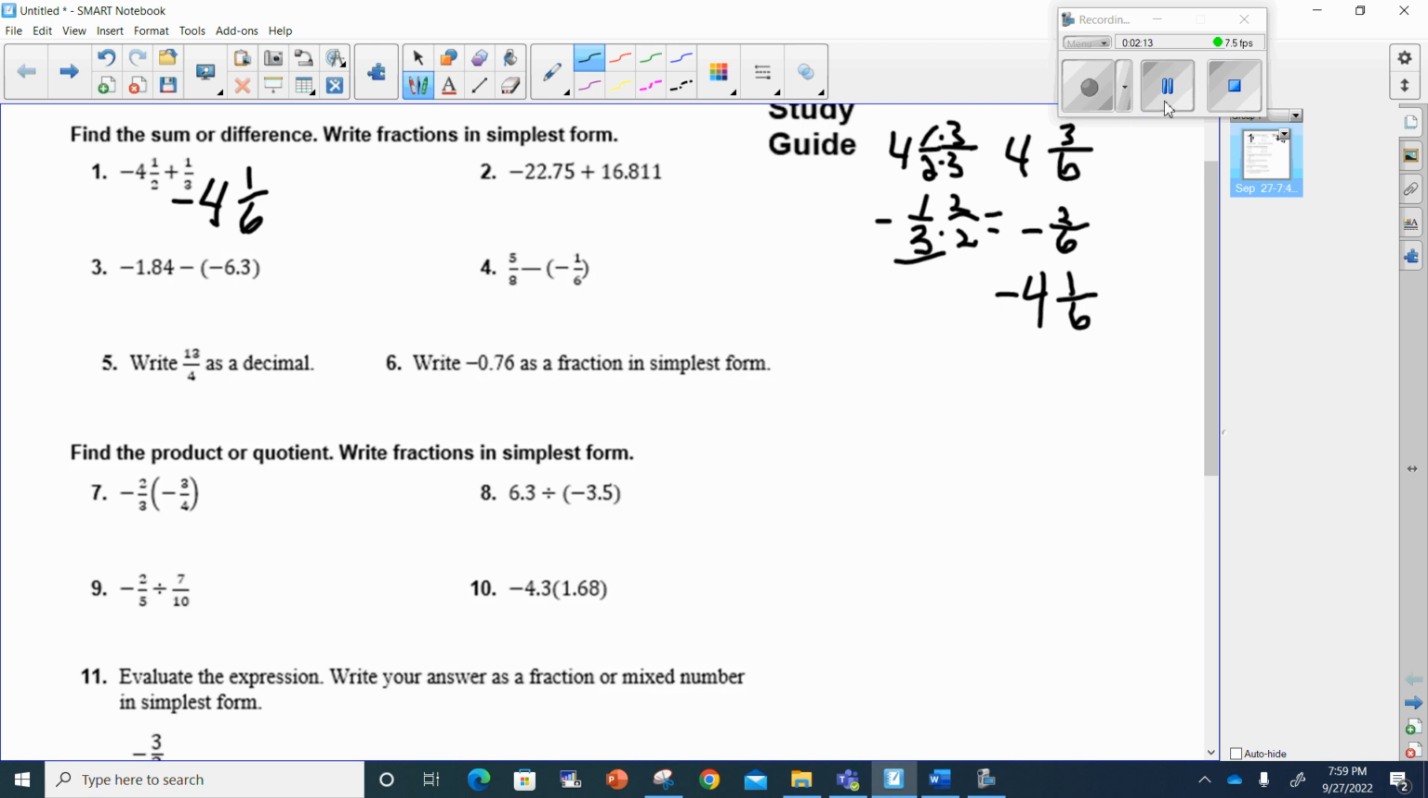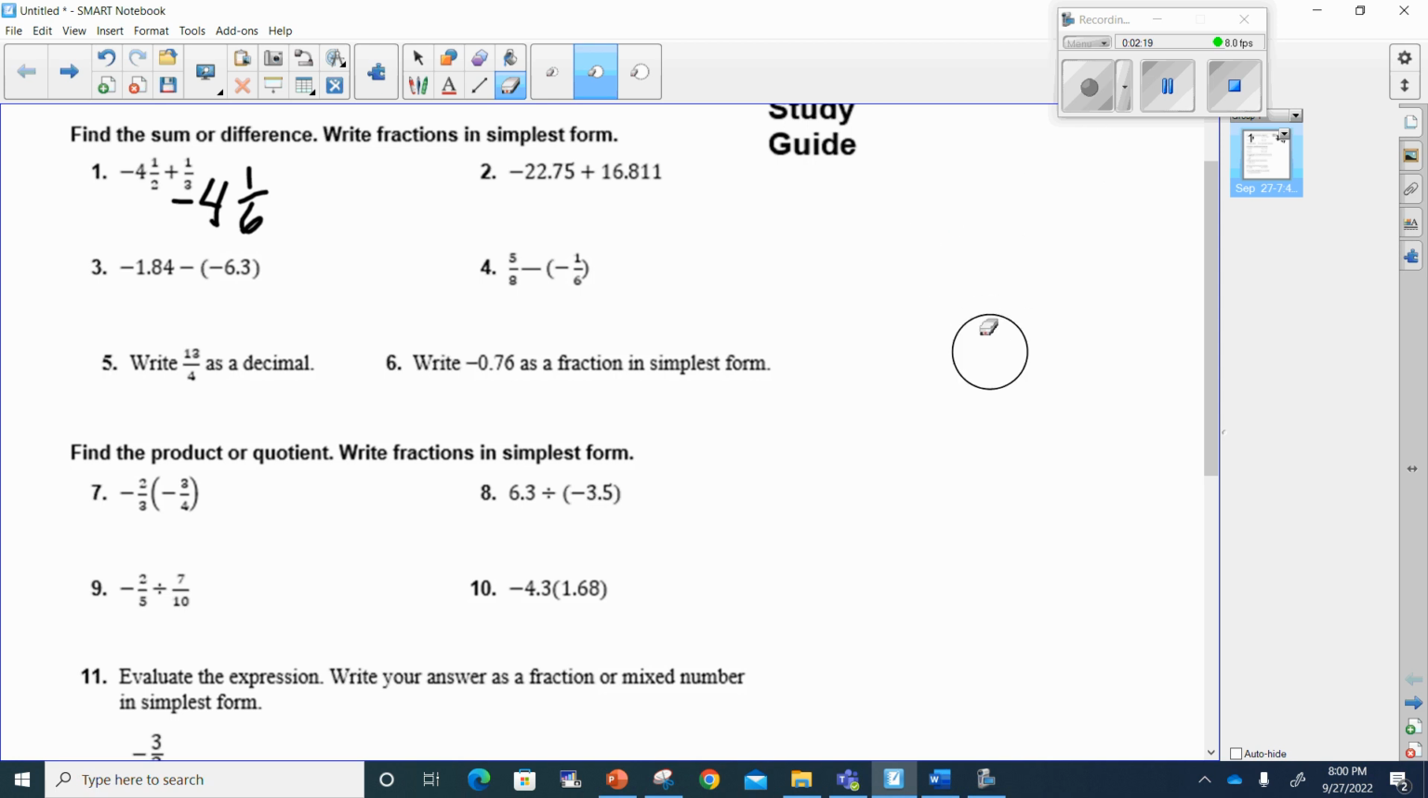All right, let's go on to number 2. I'm going to make me some room here, erasing all this. And now I have negative 22.75 plus 16.811. Well, this time we're going to be combining decimals instead of fractions.